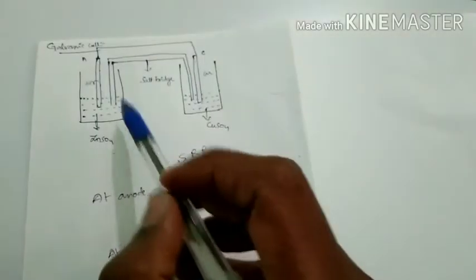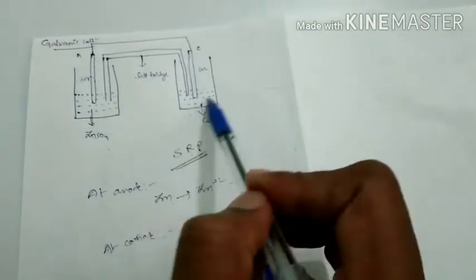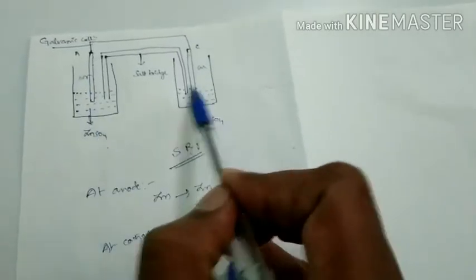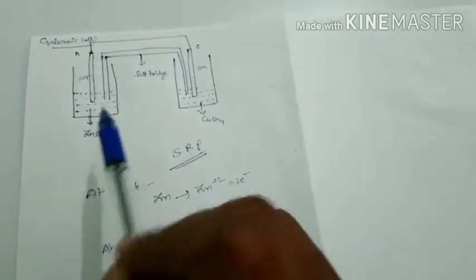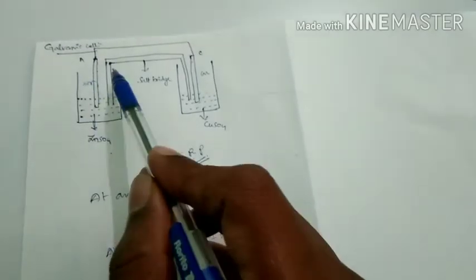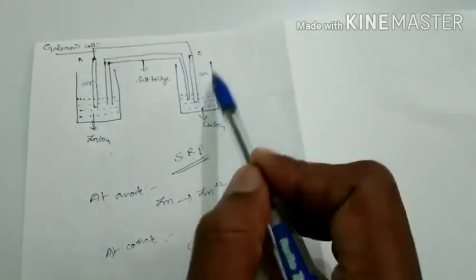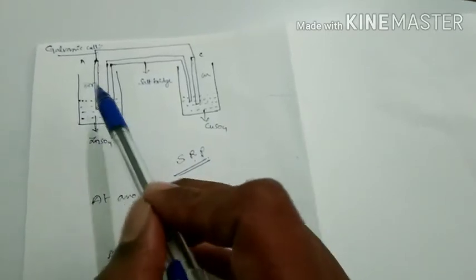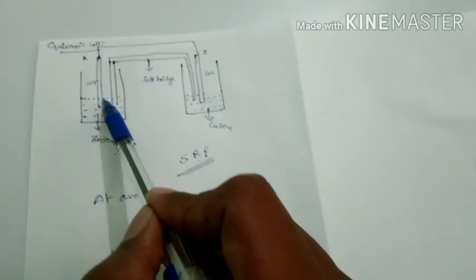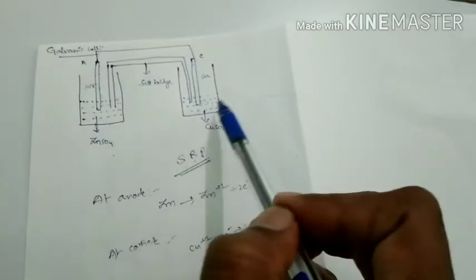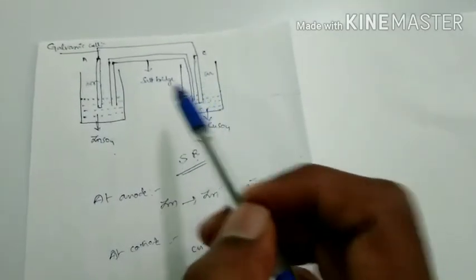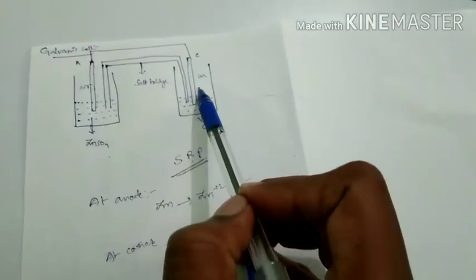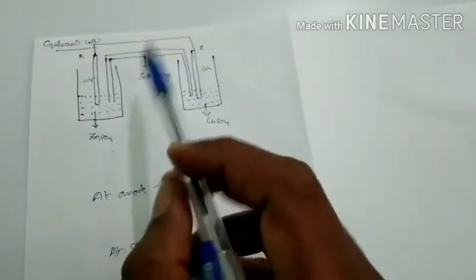So here this is the construction of galvanic cell. It contains two half cells. So galvanic cell contains two half cells. This is the left-hand half cell and this is the right-hand half cell. The left-hand half cell should contain the anode and the right-hand half cell should contain the cathode.